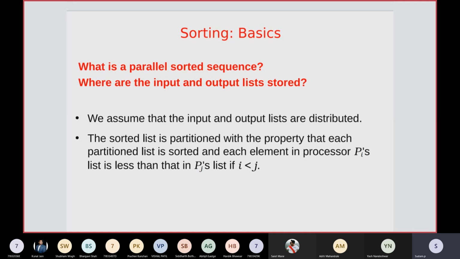So the sequence of Pi's list must be less than that in Pj's list. If it is not, then they have to exchange their lists, merge them, and sort those sequences. After sorting, Pi will keep the first 50% of elements and Pj will keep the next 50%. You have to follow this criterion: Pi has the element sequence which is less than Pj.